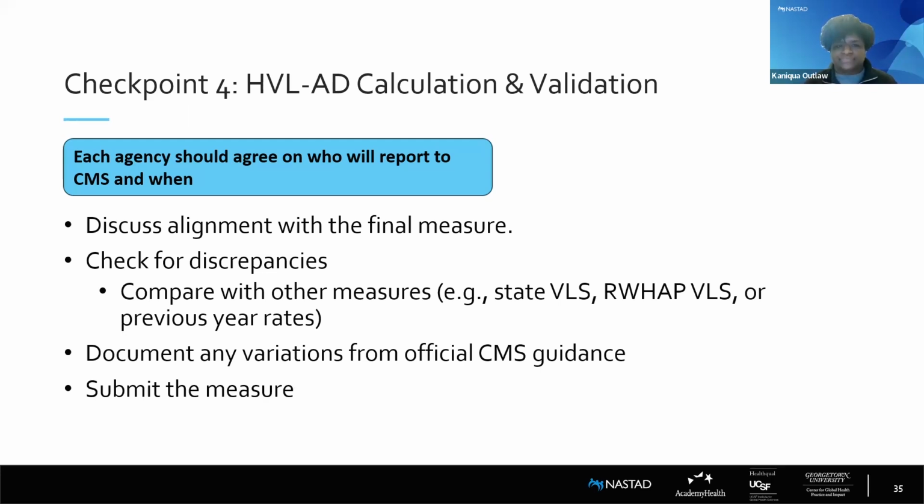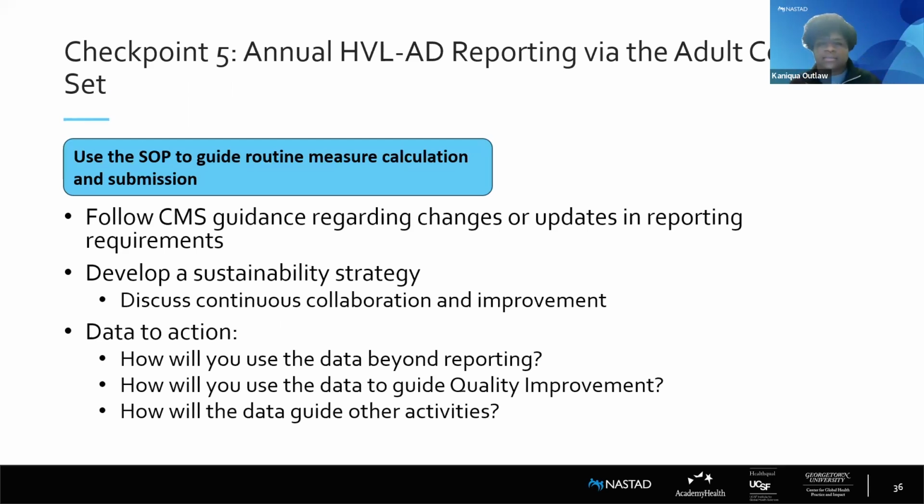Next slide, please. And then finally, when this becomes routine, using your SOP to guide what routine calculation looks like. And in addition to that, thinking about how you're going to use the data beyond reporting. So what does that look like? How are those results going to be used to guide quality improvement and other activities? So our goal, of course, is to get you to reporting the measure, but we know that beyond that, there are some enhancements that you can consider that utilizing this type of data is really key for.